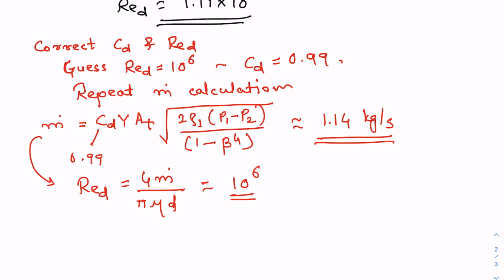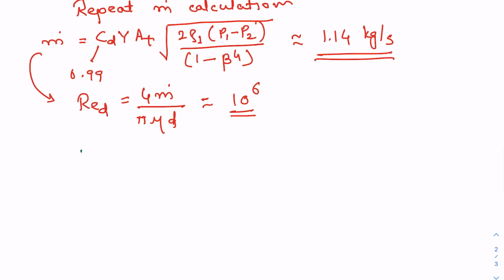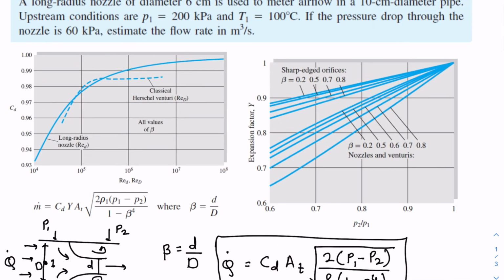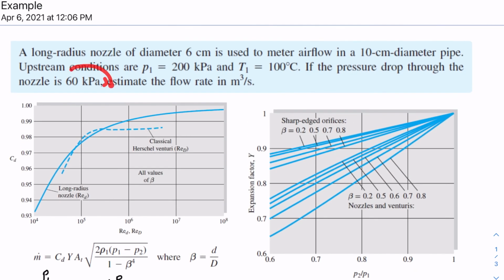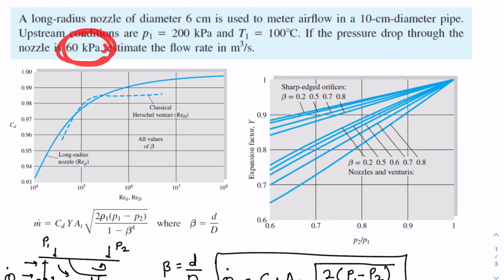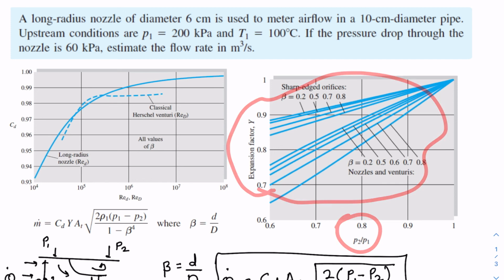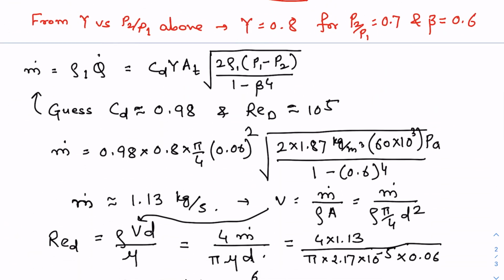So this is the final answer. So m dot, that is the mass flow rate through the pipe, is 1.14 kg per second, which corresponds to a Reynolds number of 10 power 6. And again, the one important thing that we learned in this problem is that if the pressure drop is significant, like more than 1 to 5%, here it was 30%, then we need to account for the compressibility of the flow, which is this expansion factor, which is again oftentimes tabulated in terms of this pressure ratio. So yeah, that's it for this problem.